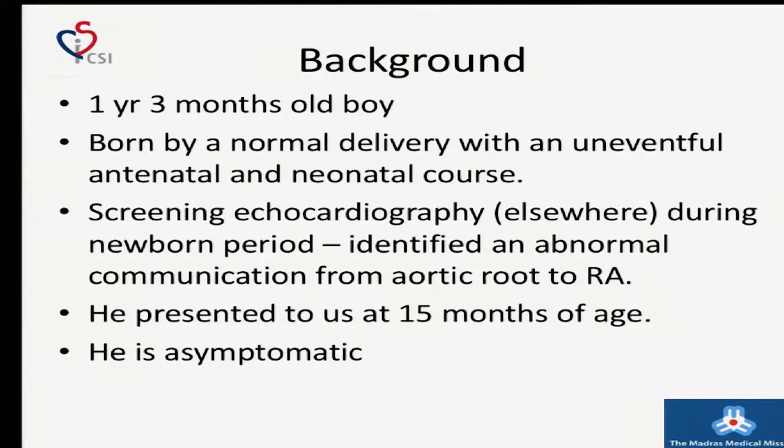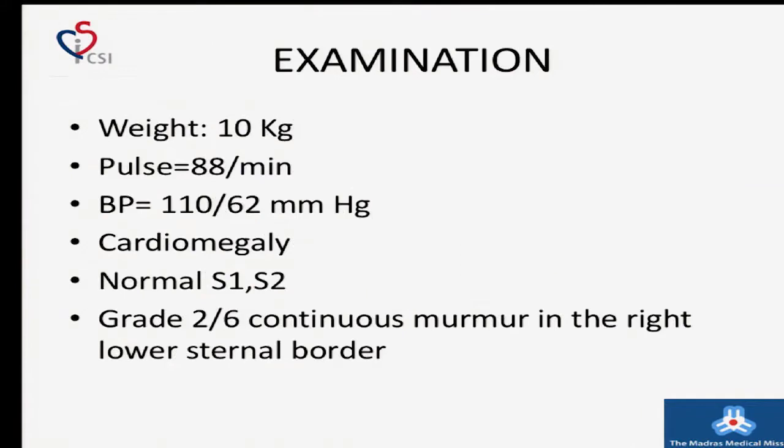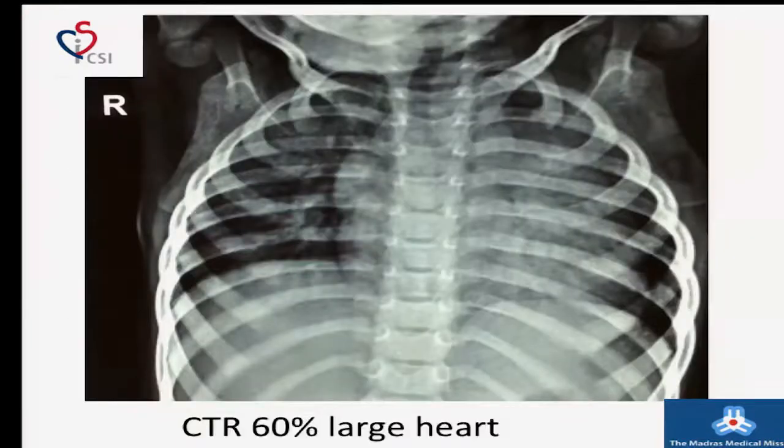He is asymptomatic. On examination, his weight was 10 kilograms, pulse rate was 88 per minute, the blood pressure was 110/62 millimeters of mercury, cardiomegaly was present, the first and second heart sounds were normally heard, and there was a grade 2/6 continuous murmur in the right lower sternal border. The chest X-ray revealed cardiomegaly with the cardiothoracic ratio of 60% and pulmonary plethora.